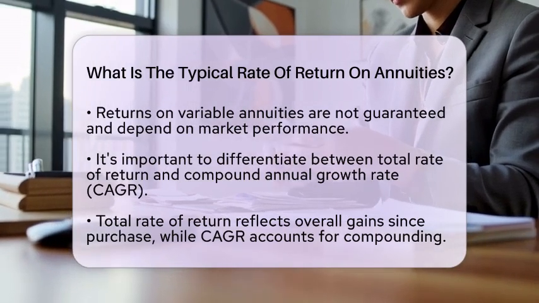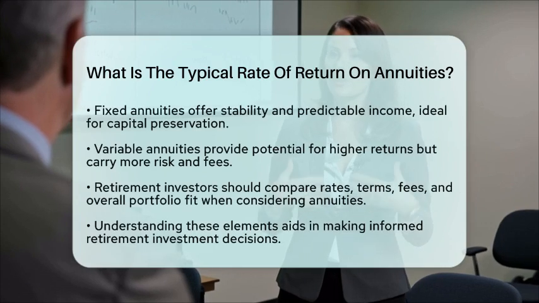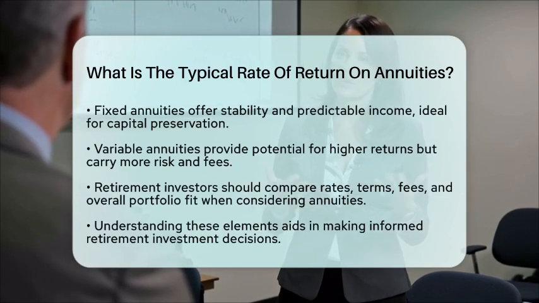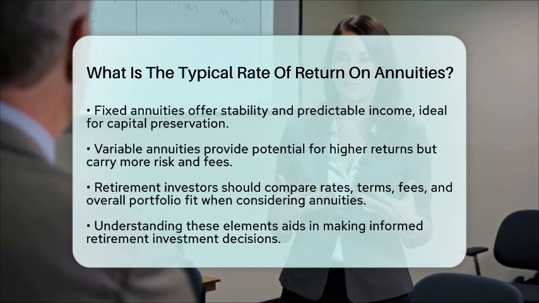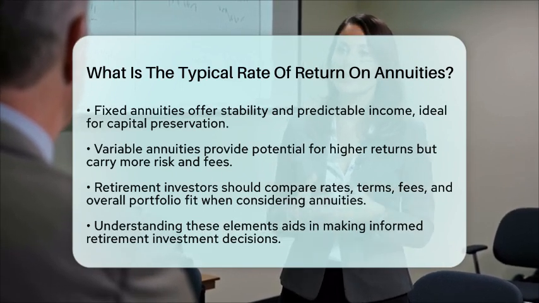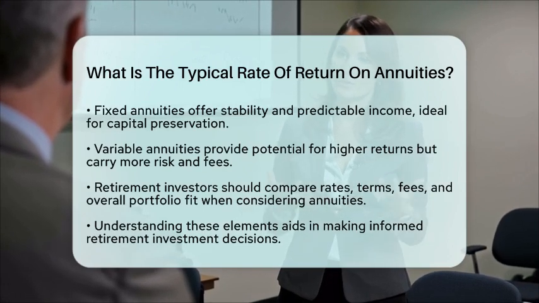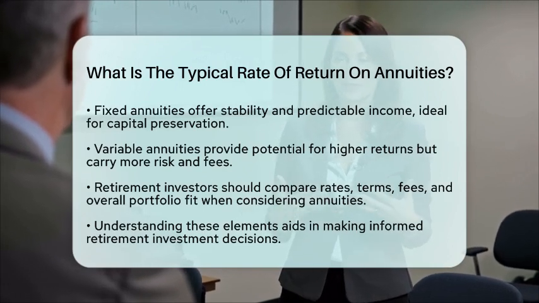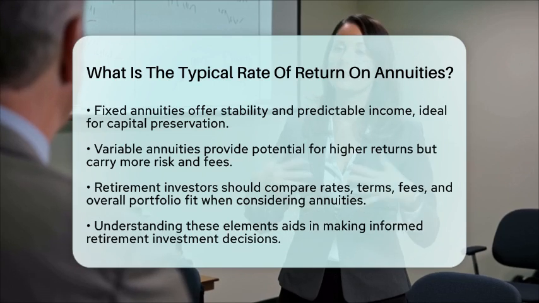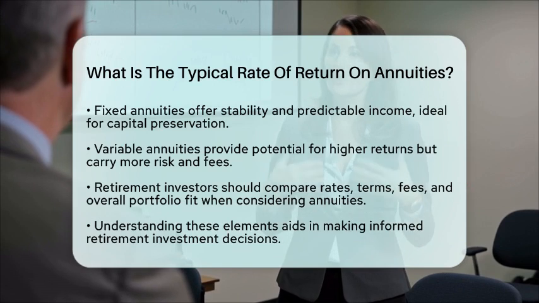To summarize, fixed annuities typically offer returns ranging from about 4% to 7% annually, while multi-year guaranteed annuities often provide rates around 5.5% to 7%. Variable annuities can average returns of roughly 8% to 10% annually, but remember, those returns are market-dependent and not guaranteed.